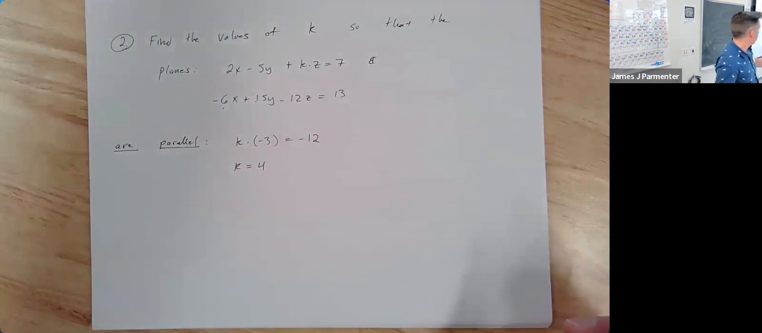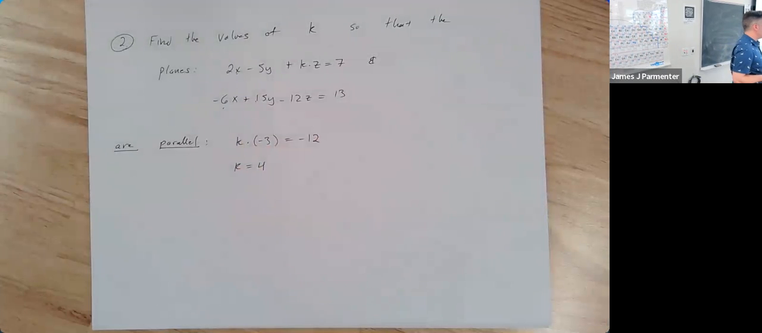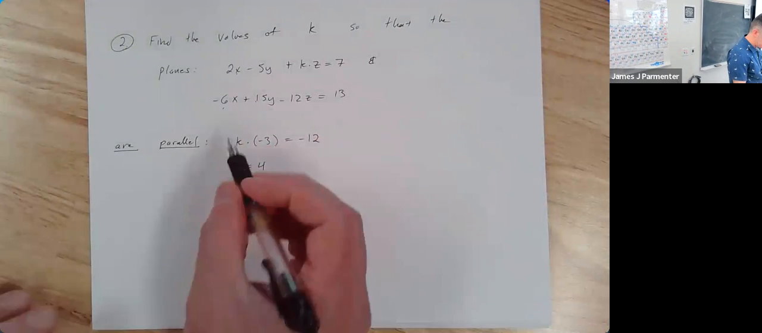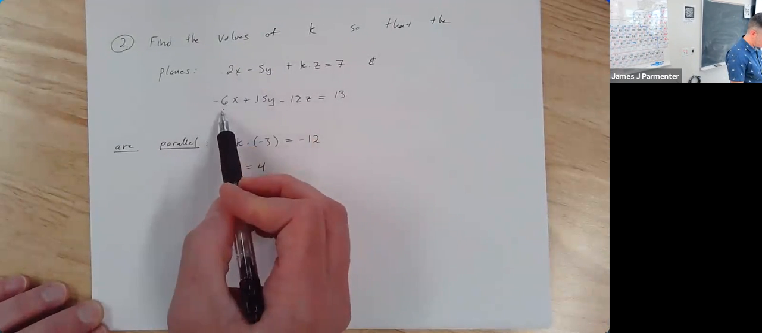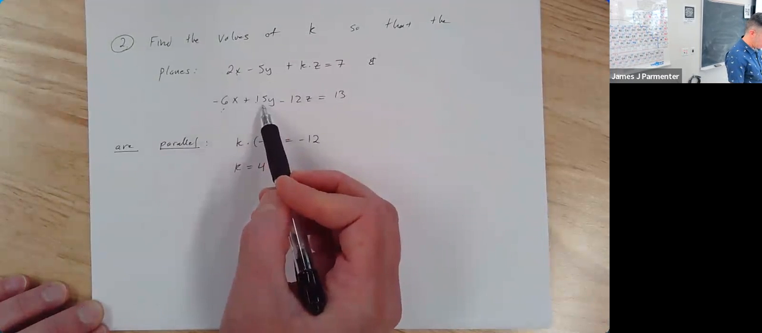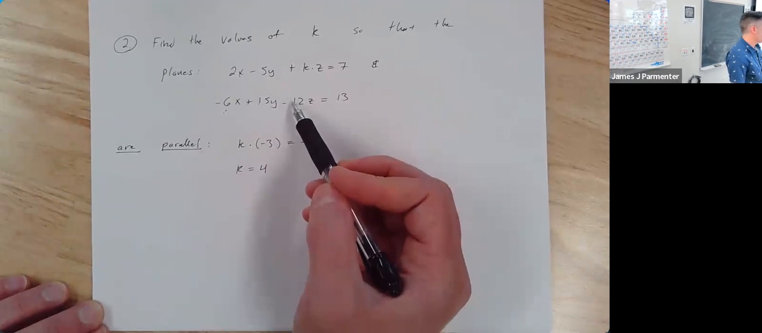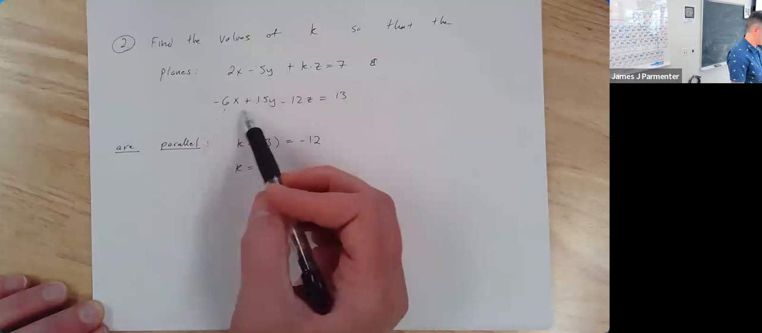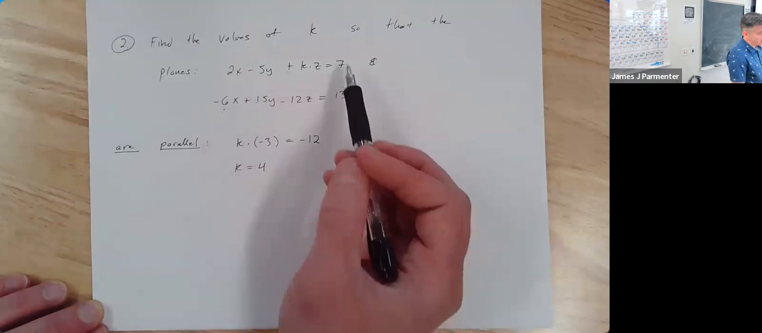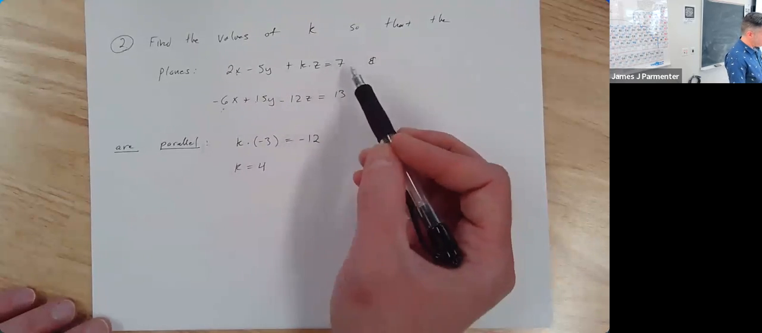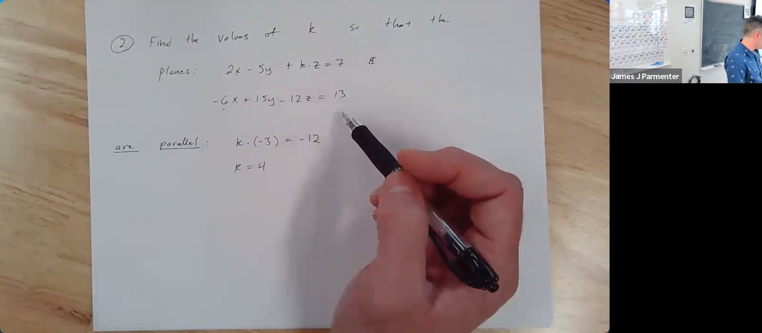What I would say is that if two planes are parallel, you can multiply all the coefficients by the same thing to get the coefficients in the new plane. So each of these coefficients, 2 times -3, -5 times -3, and 4 times -3. If we multiply them by -3, you end up getting the coefficients here. Doesn't work for the last. I will point out 7 times -3 is not 13.